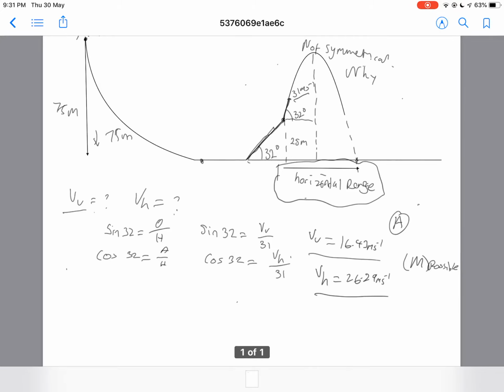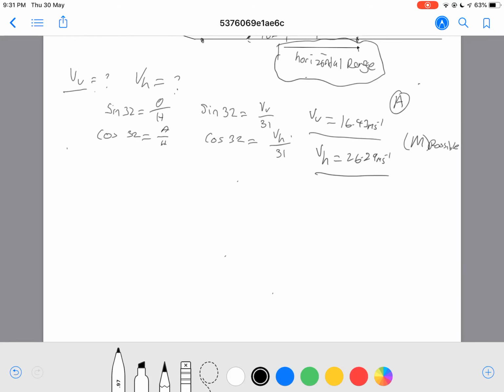So how do you approach this question? We found our vertical velocity and we also found our horizontal velocity. So what do we do now? What do you want to find? You want to find the horizontal range, and you know that the horizontal distance is equal to horizontal velocity times total time. We already have our horizontal component, but what we don't have is the total time. So your goal for the question is to find the total time. When you've found the total time, you've basically got your answer. So what is the total time?